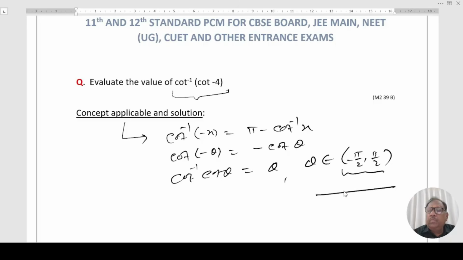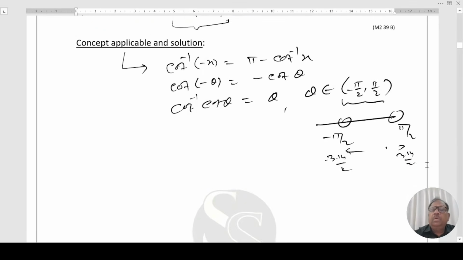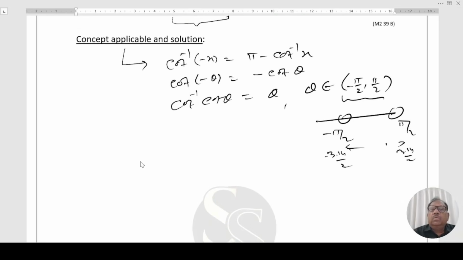This means minus pi by 2, this is pi by 2 in between. Pi is 3.14, 3.14 divided by 2. Now, question, let's start.